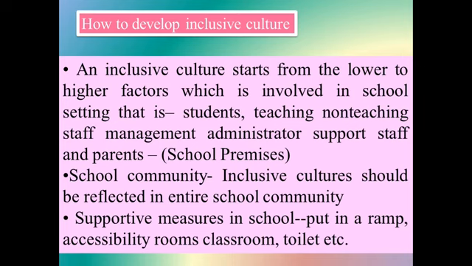School community inclusive cultures should reflect the entire school community. Supportive measures in school include putting in a ramp, accessible rooms, classrooms, and toilets. Because of these facilities, differently abled people or those having certain disabilities can also benefit from the different educational opportunities provided by the organization or school management, because of which they can develop their future.